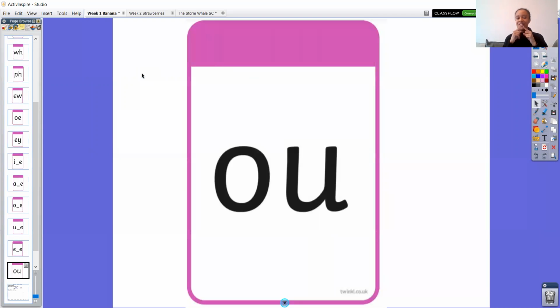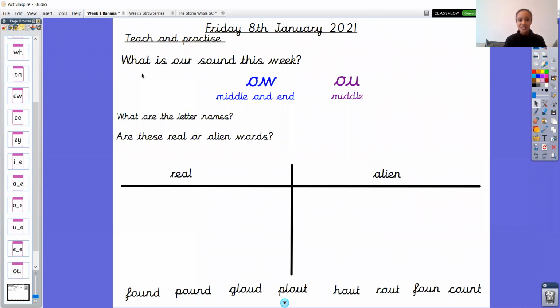Brilliant, that was one of our new spelling patterns for owl, wasn't it? Fantastic. So pause the video quickly and tell whoever's with you at home what are the letter names for this spelling pattern and this spelling pattern. Brilliant, we've got OW, which is the one we knew best, and then we've got OU, which is our new one, and OU comes in the middle of the word, and then OW can come in both.